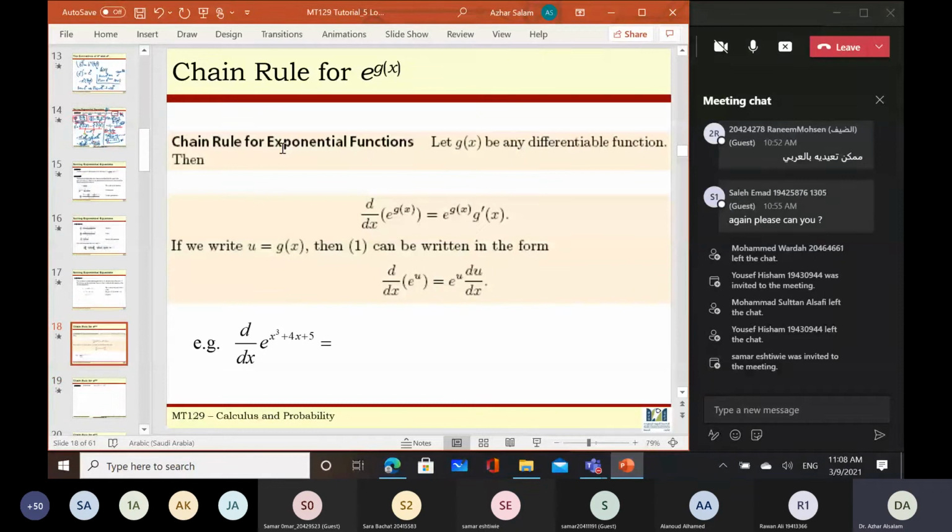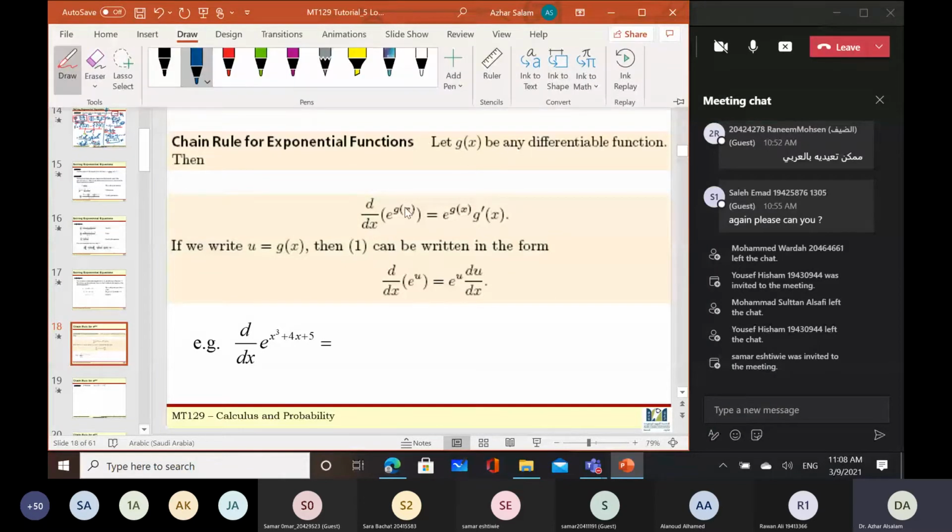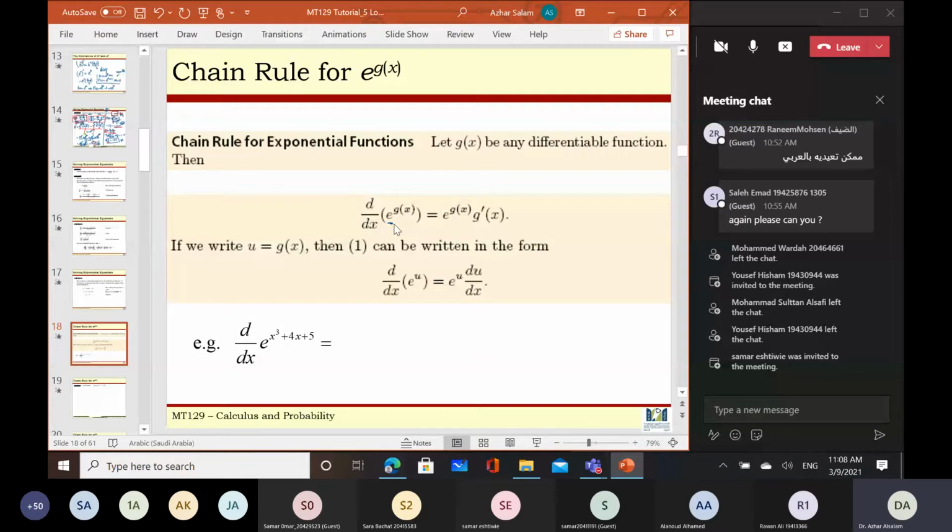أوكي now this is the exact chain rule that we mentioned before. We said that if we have exponential function with the base e, and the exponent is not only x, is a function g of x. الأس عبارة عن دالة في المتغير x. Then the derivative will be the same function with the same exponent multiplied by the derivative of the exponent. راح تكون المشتقة هي الدالة نفسها مع نفس الأس مضروبة في مشتقة الأس. هذه مشتقة الأس. أوكي.